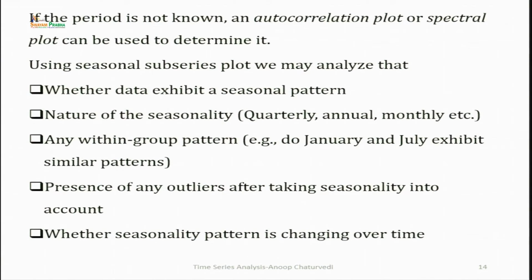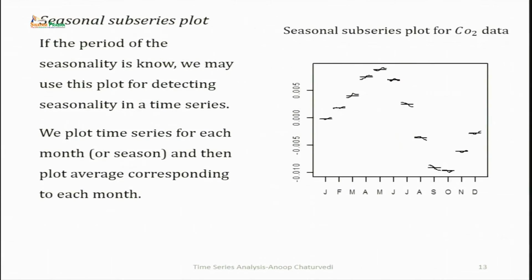Any within group pattern, for example, do January and July exhibit similar patterns? This also you can identify using the seasonal subseries plot. This is the graph for January and this is the graph for July. Whether these two graphs have similar pattern or not, you can easily see. These two graphs don't have similar pattern. Although the medians, or mean values, are quite close to each other, still the pattern is different.